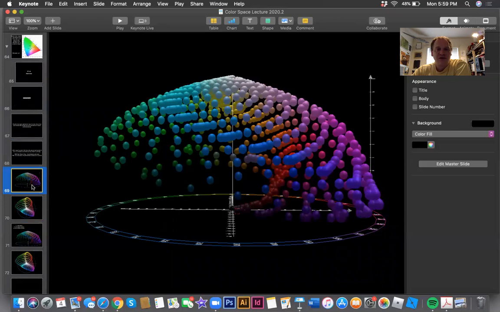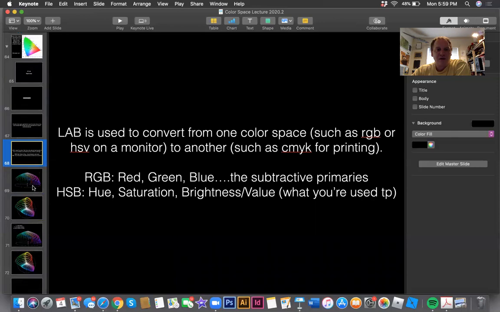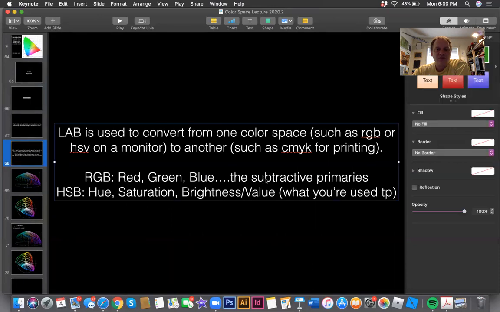beautiful conceptualization. Really cool. And you've got red, green, and blue as the subtractive primaries, and hue, saturation, and brightness, which is what you're used to. So RGB is different than what you're used to. This is a bit, I'm going to have to check back into this because this operates in an additive way.